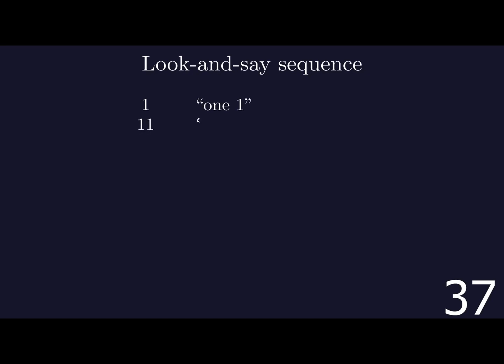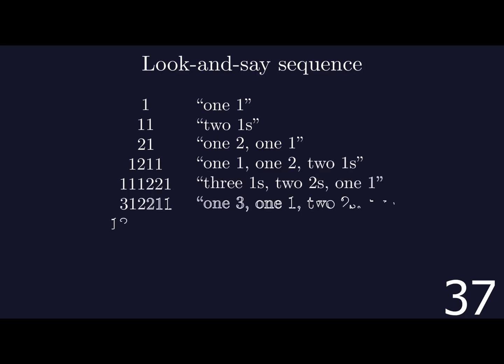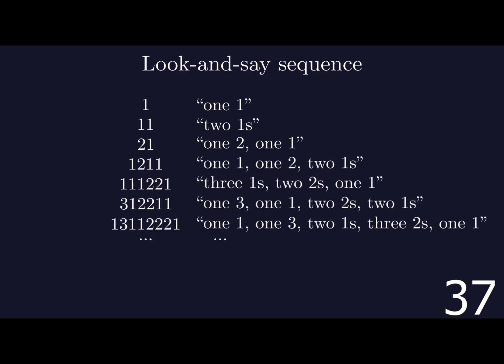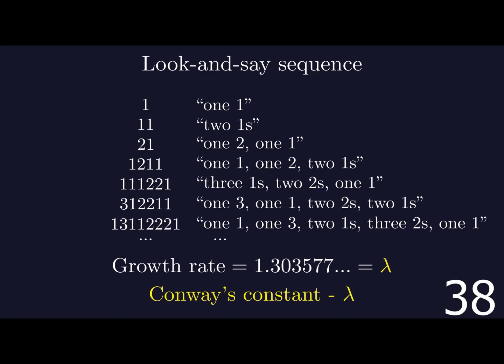In the second term, we see two digits 1, so the next term is 2, 1. Next we see one digit 2 and one digit 1, so the next term is 1, 2, 1, 1. This sequence continues indefinitely. On average, after each iteration, the sequence grows by a factor of approximately 1.3. This growth rate is known as the Conway's constant, and interestingly, it is also the root of this polynomial.